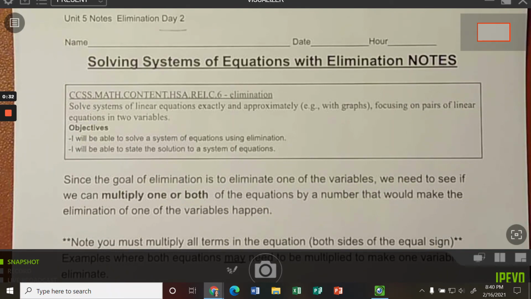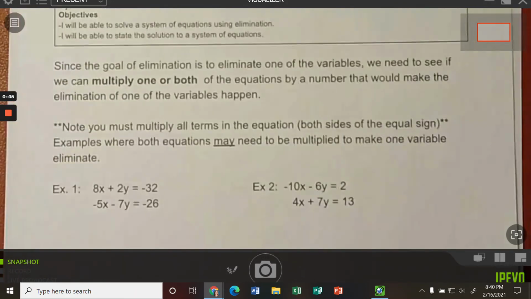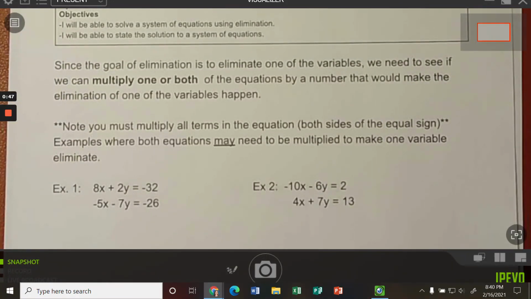Since the goal of elimination is to eliminate one of the variables, we need to see whether we can multiply one or both of the equations by a number that would make the elimination of one of the variables happen. Just a reminder that you must multiply all terms in the equations, including both sides of the equal sign. Here are examples where both equations may need to be multiplied to make one variable eliminate. We'll look at these examples here.